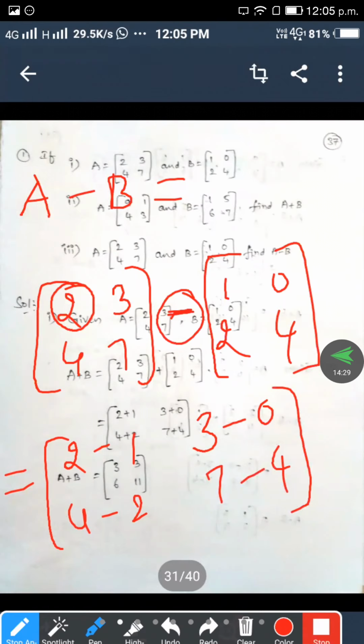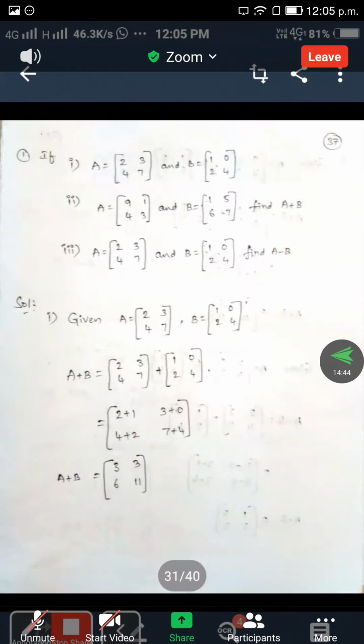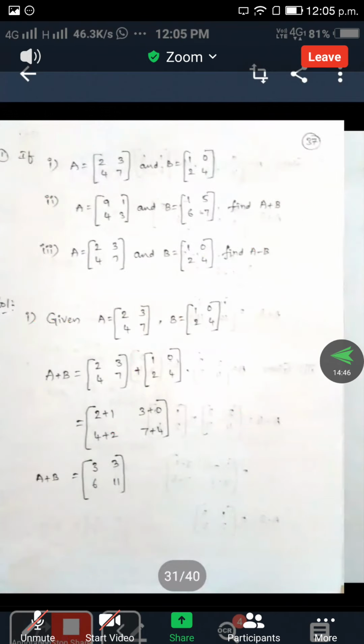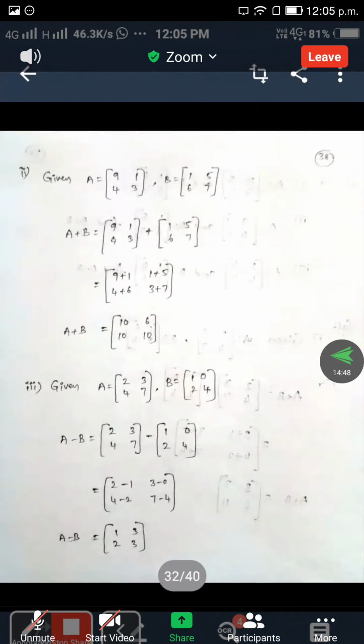Right. So 2 minus 1 is what here? 1. 3 minus 0 is 3. 4 minus 2 is 2. 7 minus 4 is 3. Okay. 1, 3, 2, 3. Completed.